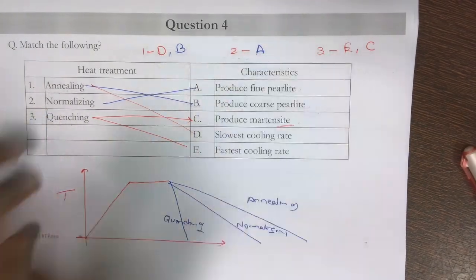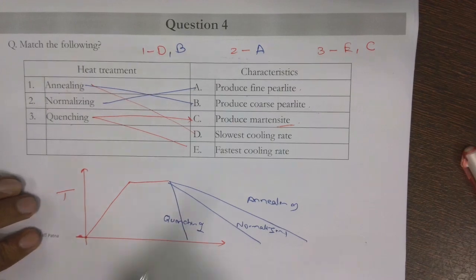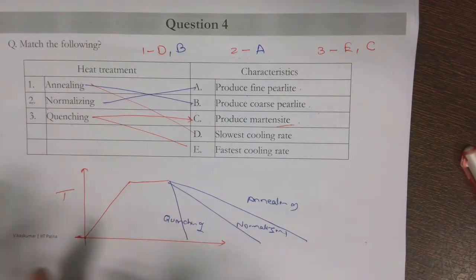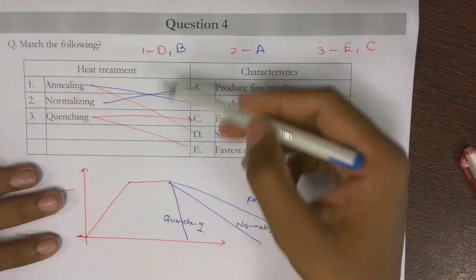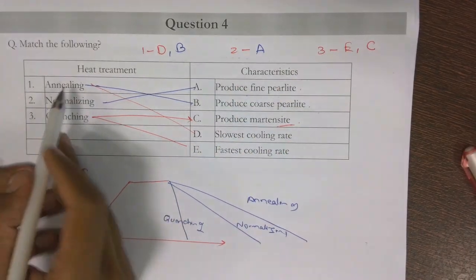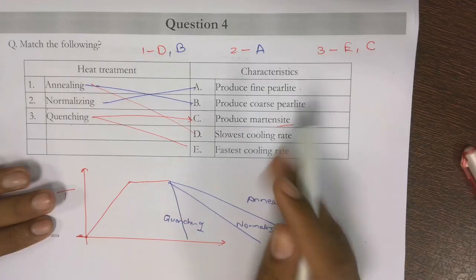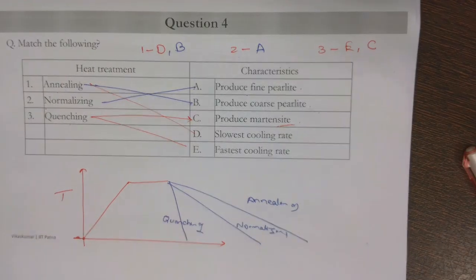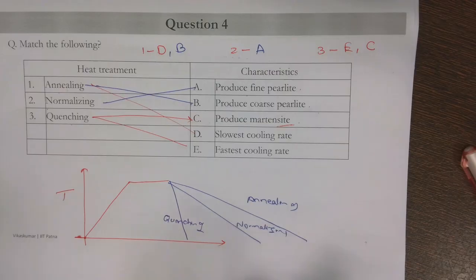Any doubt in this, please let me know. If not, we'll move to the next part, question number 5. Bainite forms when austenite is... when will the bainite form?